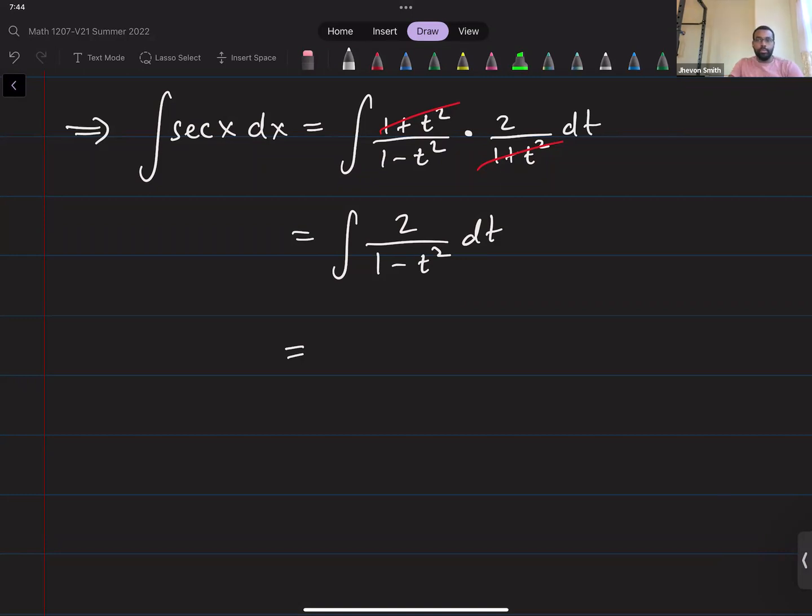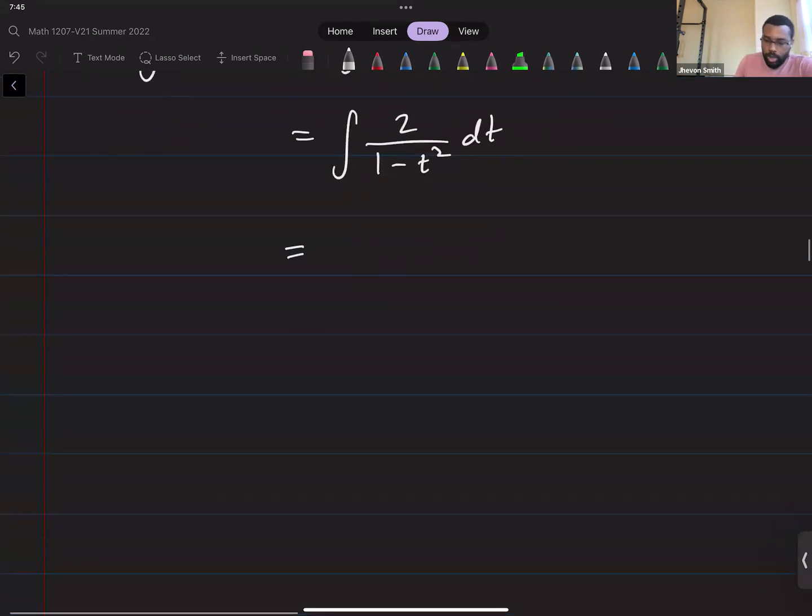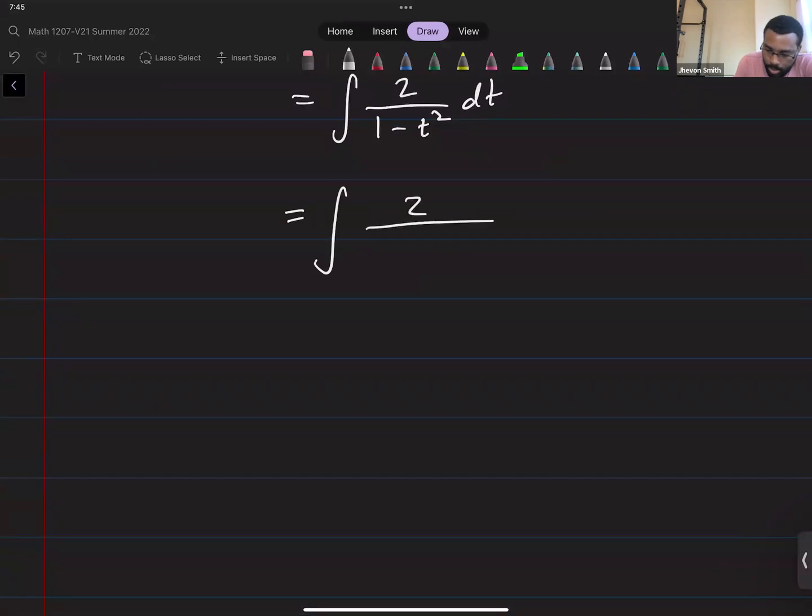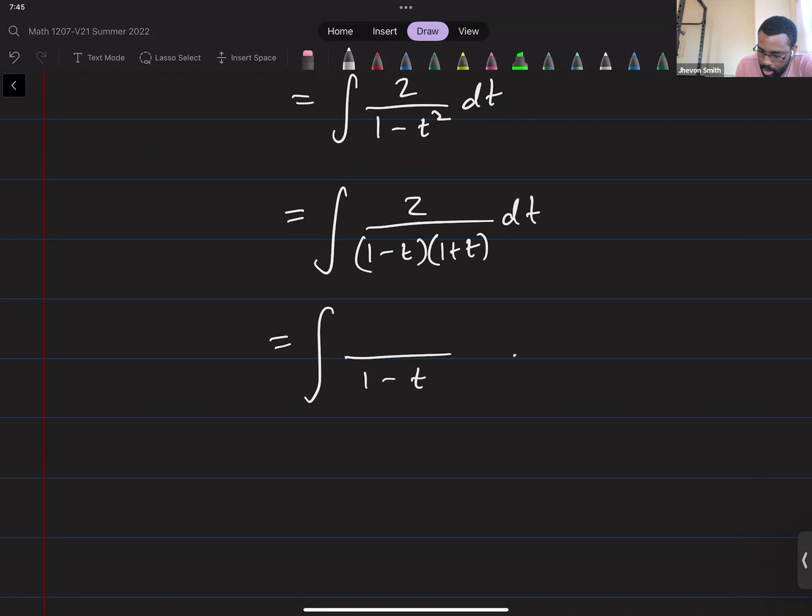What are you thinking? Give me some ideas here. 2 divided by 1 minus t squared. How would you integrate that? Is that a partial fraction? Sure, you could do it with a partial fraction. So that means you've noticed that the denominator can factor. So if we're going to do partial fractions, it has to be those guys.